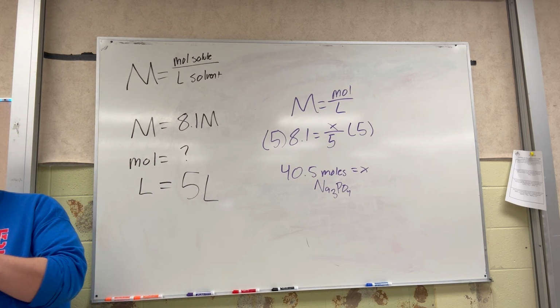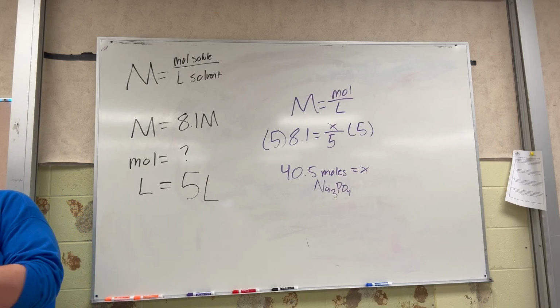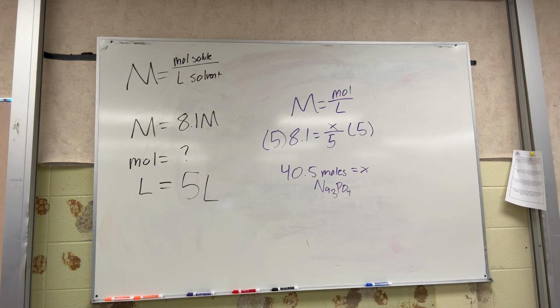How do we feel? On a scale of 1 to 18 molar, 18 molar being you feel really good, really strong, 1 molar, you feel very weak, very dilute. 17. Okay. 16, 17 and a half. 17 and a half, okay.